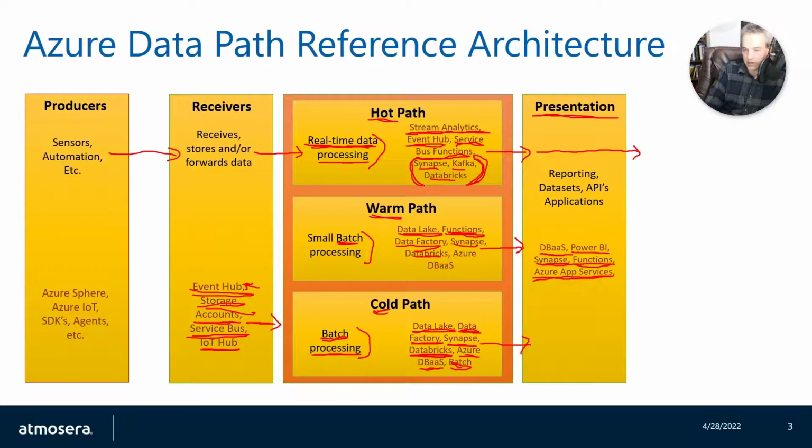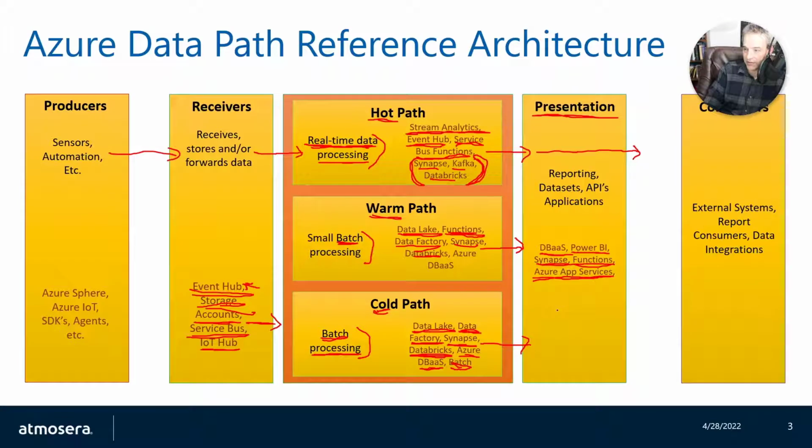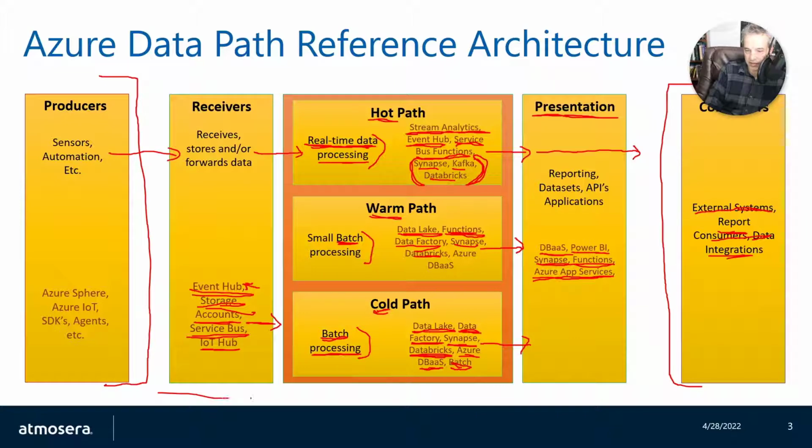Once the data is received, it processes it using one of these paths. It puts it in some sort of presentation, and then ultimately you have some kind of consumer of that data, which is external systems, reports, consumers, data integrations, whatever it might be. This is really off the cloud, and this right over here is off the cloud. Everything in the middle is really what you're going to be doing on Azure. And so this is your Azure data pipelines right here.